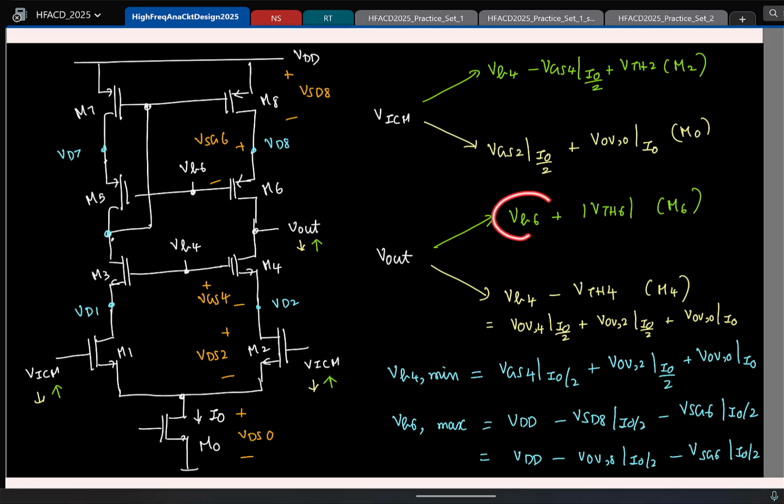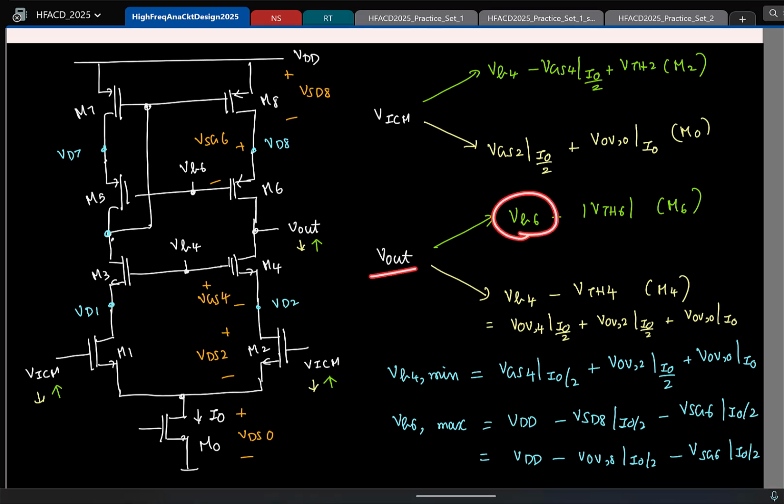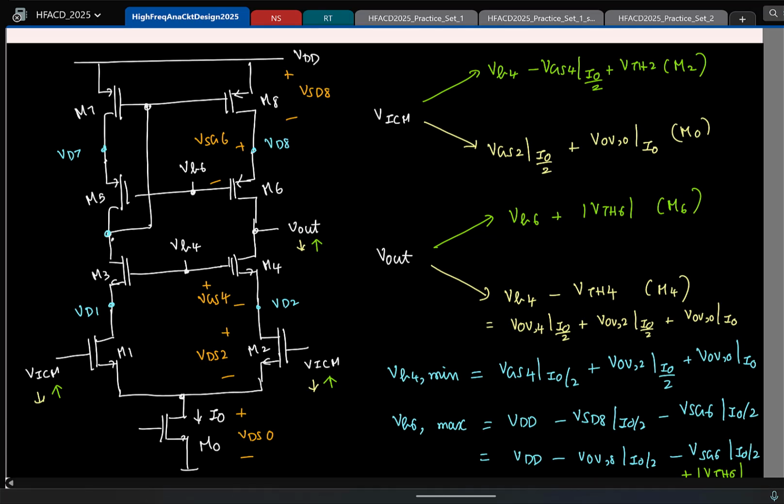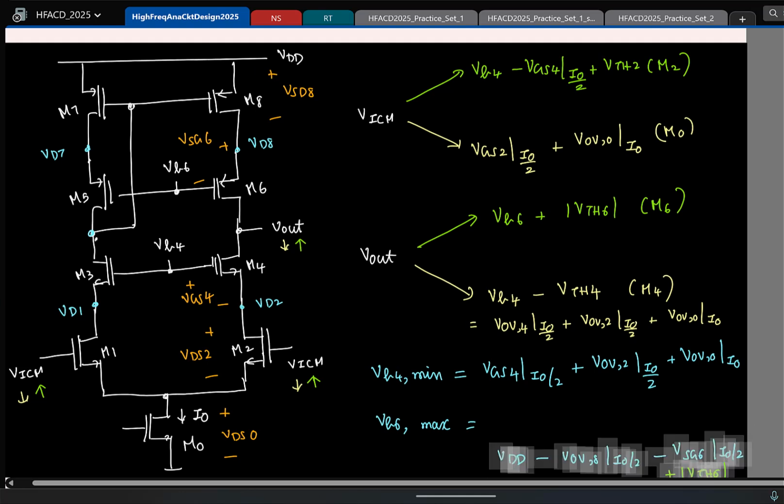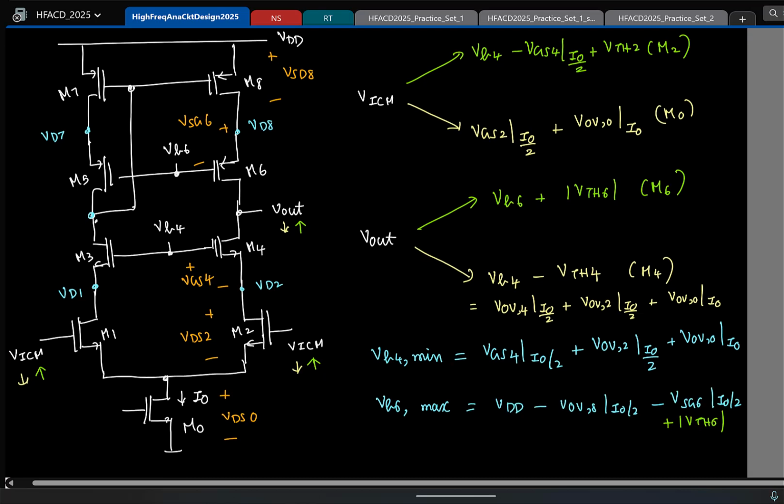So if you apply this maximum voltage, let us see what is the maximum you can have for Vout. The maximum Vout is the maximum of VB6 plus mod VTH6. So I'll try to add it directly, plus mod VTH6. Sorry if it's not clear. Let me erase it so that I'll have some space. Yeah, so this plus mod VTH6.